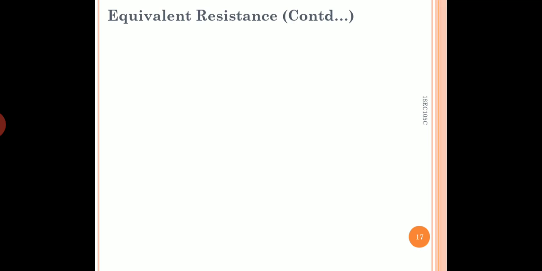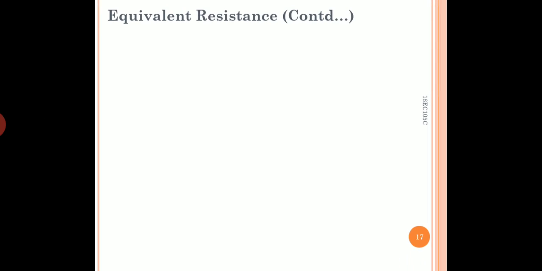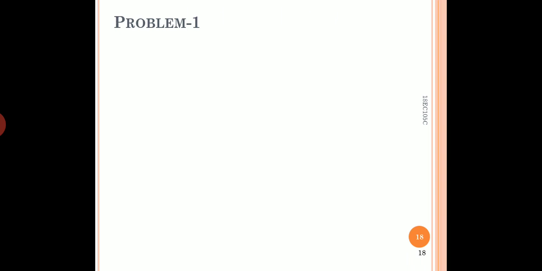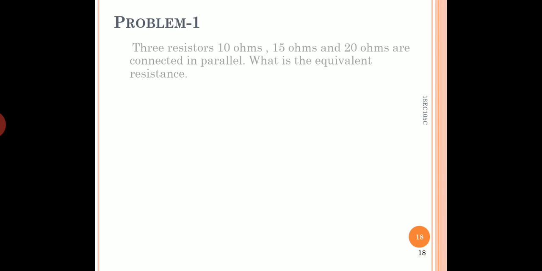Therefore I by V is equal to 1 by R, and so 1 by R is equal to 1 by R1 plus 1 by R2 plus 1 by R3. Suppose there are n number of resistors connected in parallel, then the equivalent resistance 1 by R will be equal to 1 by R1 plus 1 by R2 plus 1 by R3, and so on up to 1 by Rn.